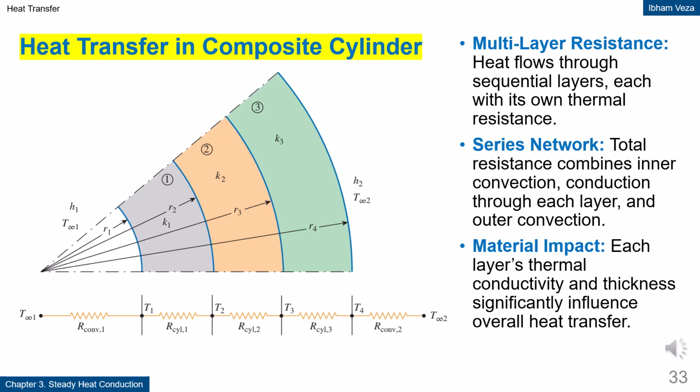Heat transfer in composite cylinder. A composite cylinder consists of several material layers arranged concentrically. Heat must pass through each layer sequentially, so the resistances are in series. Each layer has different thermal conductivity and thickness. The contribution of each layer strongly affects the total system resistance. This model is commonly used for multi-layer pipes and insulation systems.